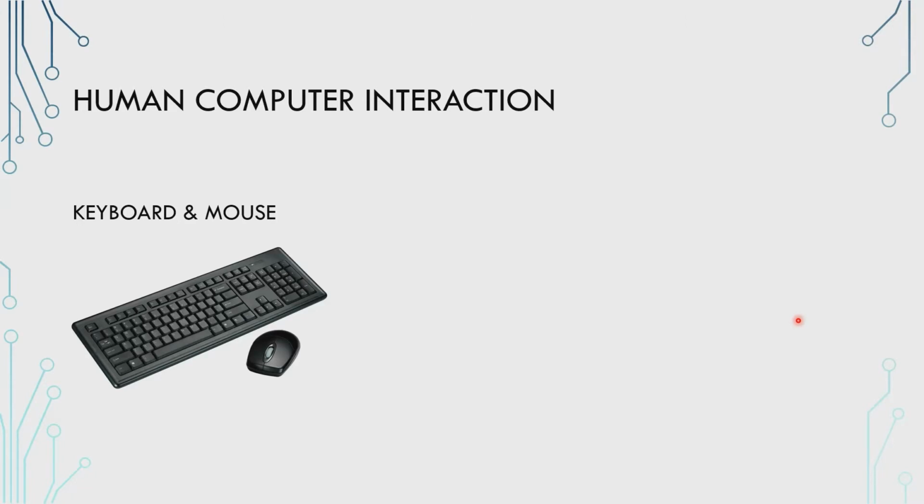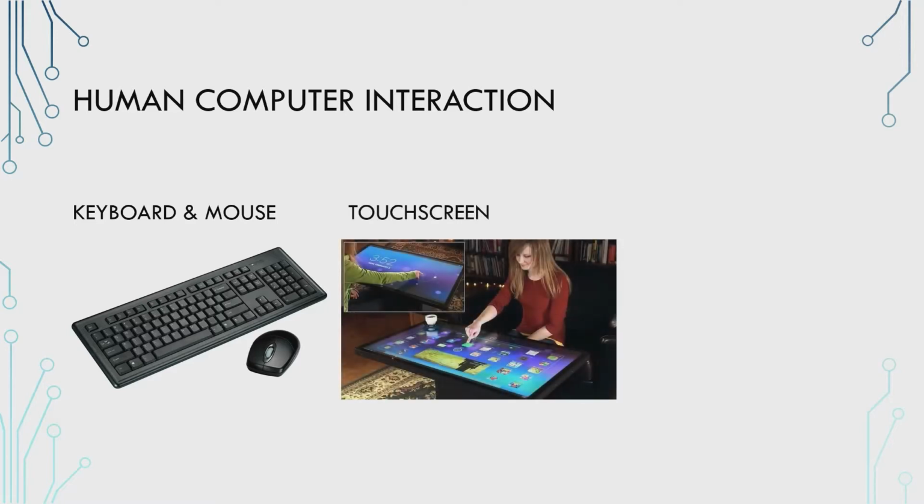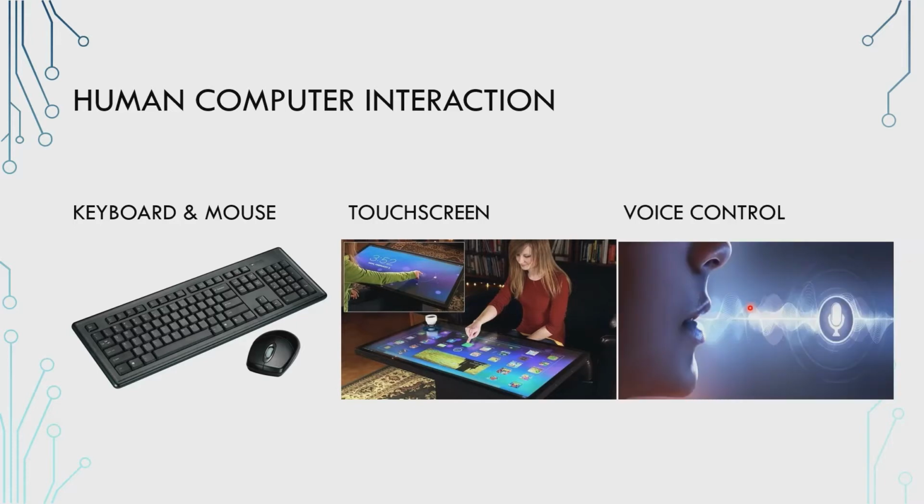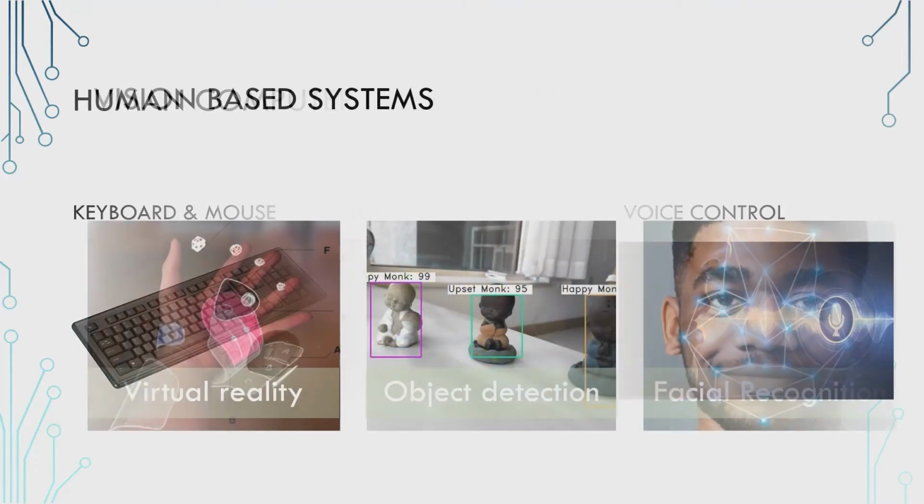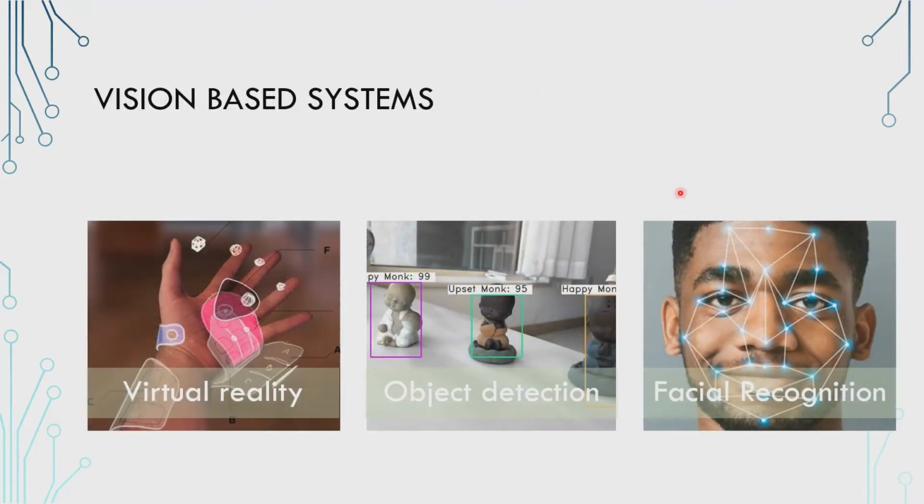Human-computer interaction has seen major advancements over the past 20 years, from traditional keyboard and mouse to touchscreen and even voice control devices. Vision-based systems have their application in virtual reality, object detection, and facial recognition. As an important part of vision-based human-computer interaction, air writing systems can be used for text input where traditional keyboards and a mouse are not available.